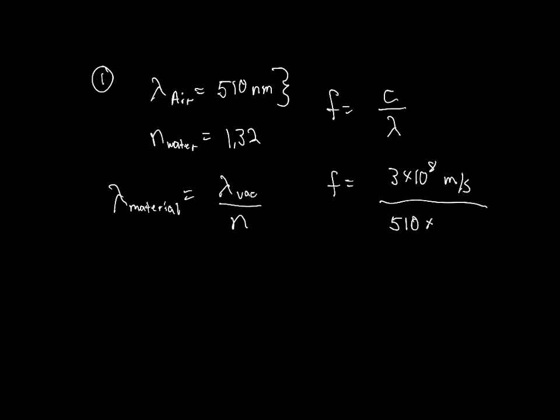Divide by the wavelength of 510 times 10 to the negative 9 meters.